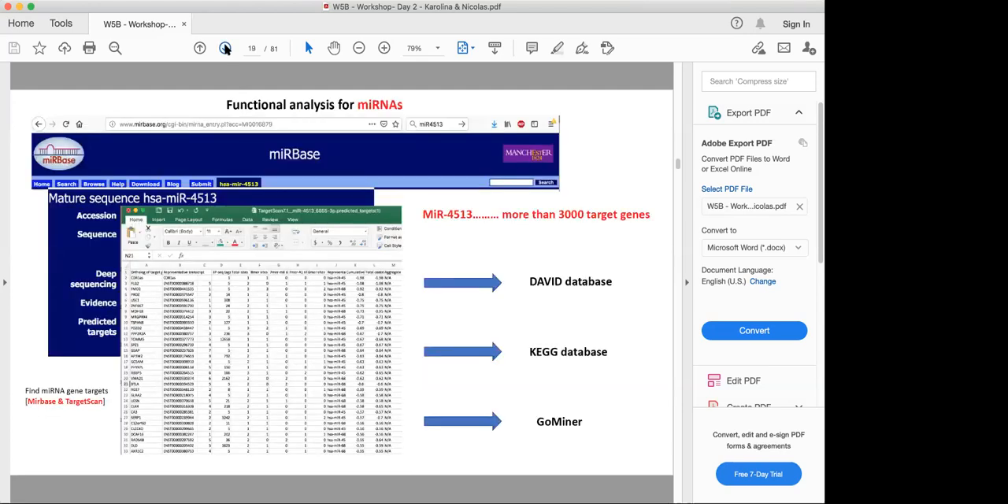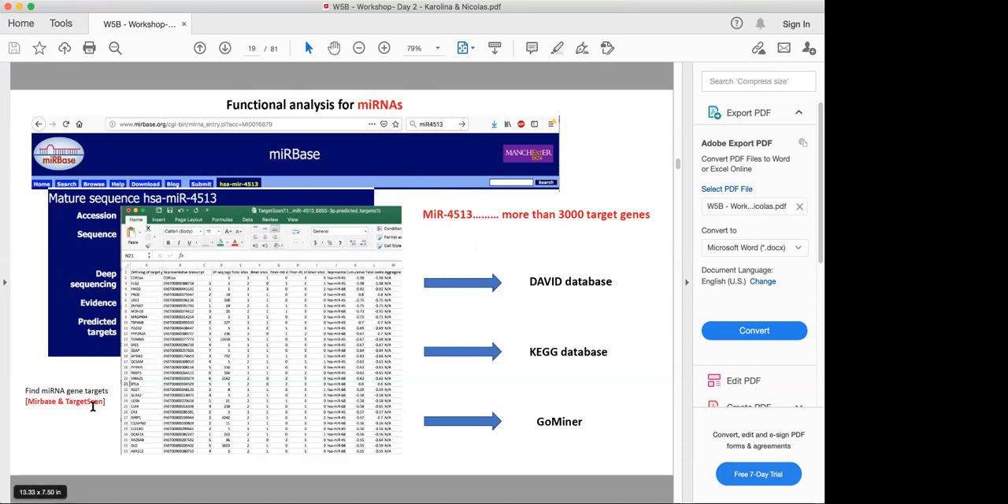And what I wanted to show you today, many times, you know, now we are speaking about the long RNAs, about the messenger RNAs. But very often you have to, for example, do the analysis for the microRNAs. And actually, it's very difficult to find how it should be done. So if you have to do the functional analysis for the microRNAs, not messenger RNAs, you take this specific microRNA, for example, here I was working with the microRNA 4513, okay? And I have to put it into the MIR base, okay, MIR base. And in the MIR base, you can find the gene targets for this specific microRNA, okay?